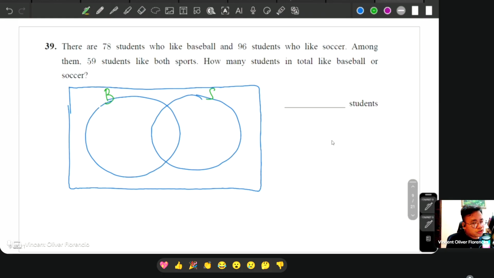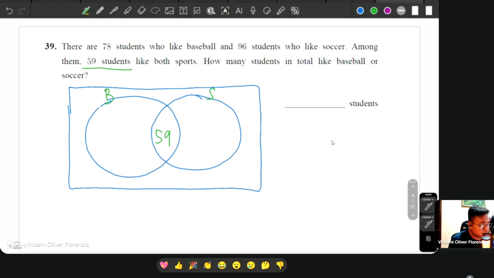Okay, so this one here is about Venn diagram. It says there that 78 students like baseball, and 96 like soccer. And among them, 59 like both. What you do here is you always start with the common. That is 59, so you put here 59. The 59 means they love both the baseball and the soccer.